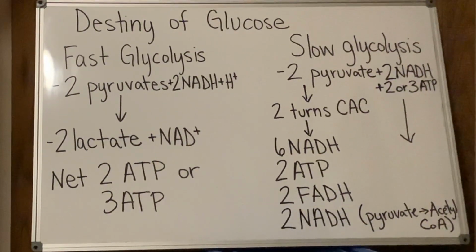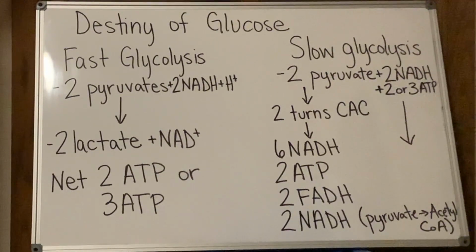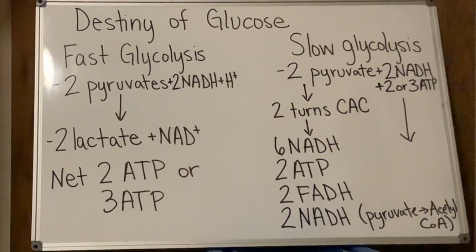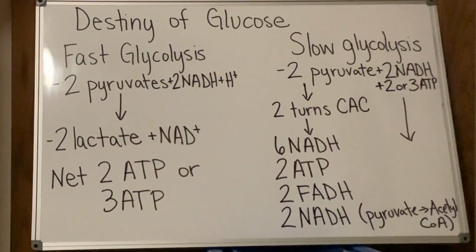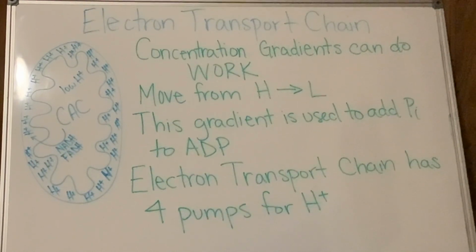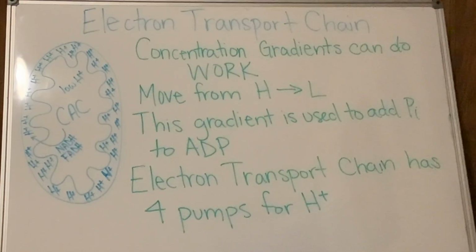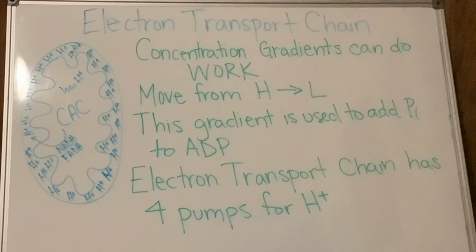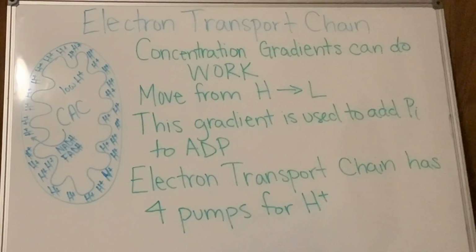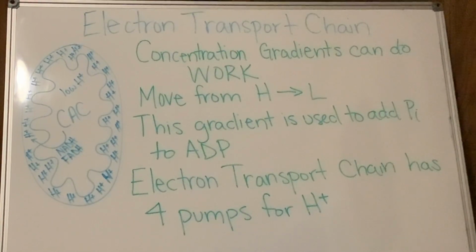If we add together the products from fast glycolysis, we would end up with 10 NADHs, 2 or 3 ATP, depending on where the glucose came from, and then the additional 2 ATP and 2 FADH. The electron transport chain utilizes the hydrogen ions from the Krebs cycle to create a concentration gradient between the mitochondrial matrix and the inner mitochondrial membrane. It creates a high concentration of hydrogen ions in the inner mitochondrial membrane compared to the mitochondrial matrix.